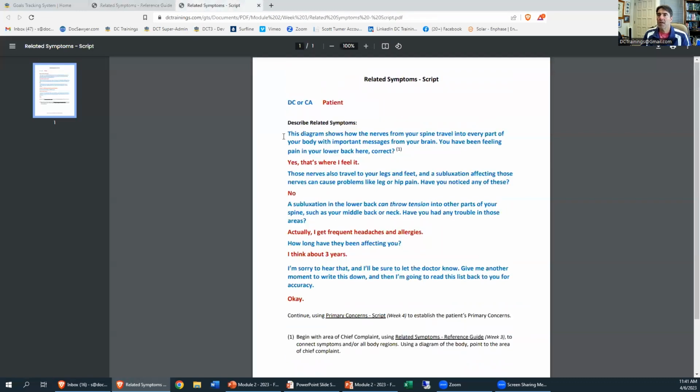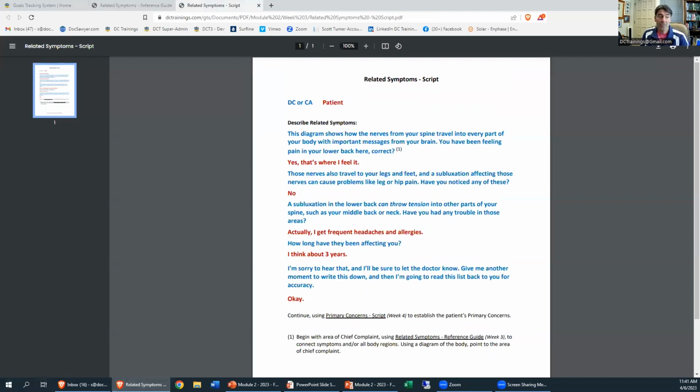But let's go through this. So this diagram shows how the nerves from your spine travel into every part of your body with important messages from your brain. You have been feeling pain in your lower back here, correct? Now, it says down here, begin with the area of chief complaint using the related symptoms reference guide to connect the symptoms and or all body regions. Using a diagram of the body, point to the area of chief complaint. I'm going to take that a step further.